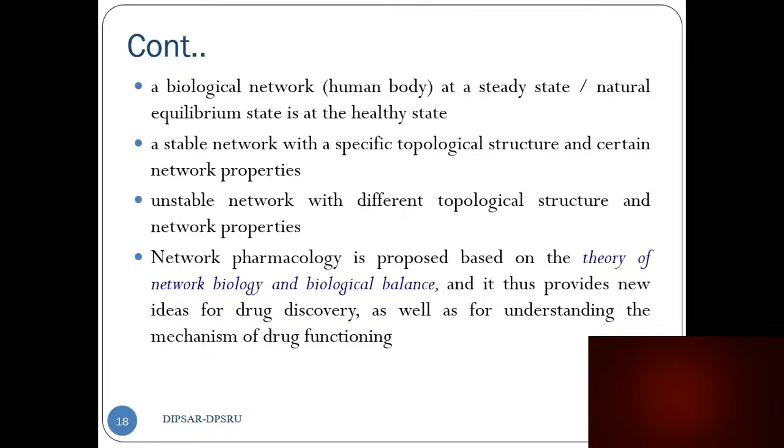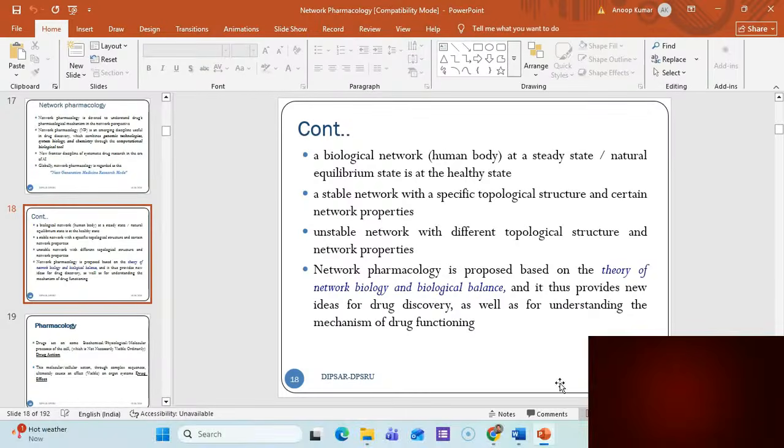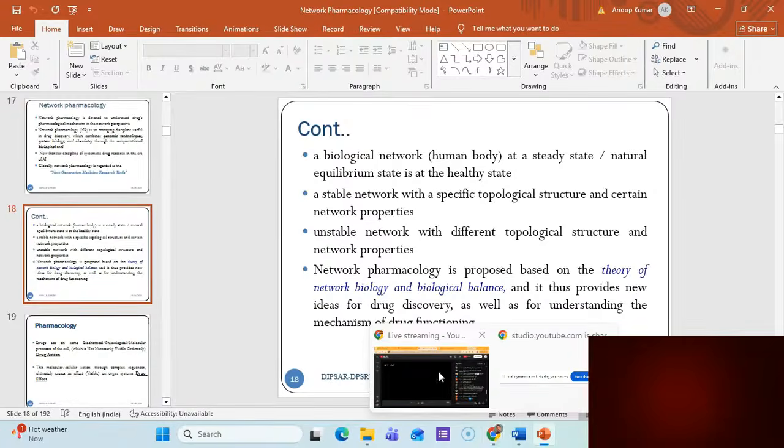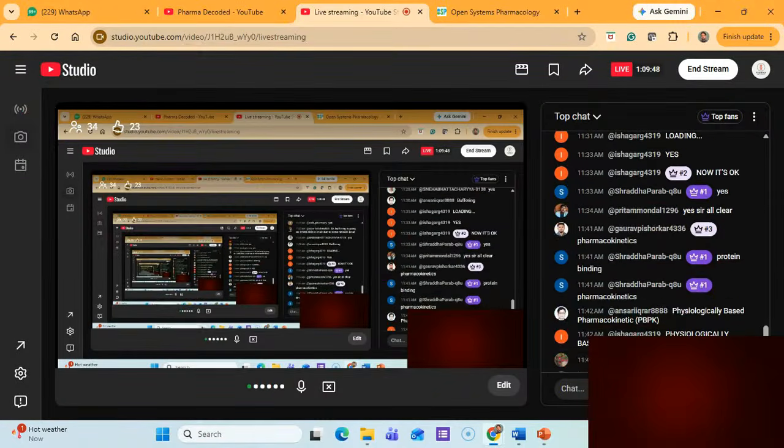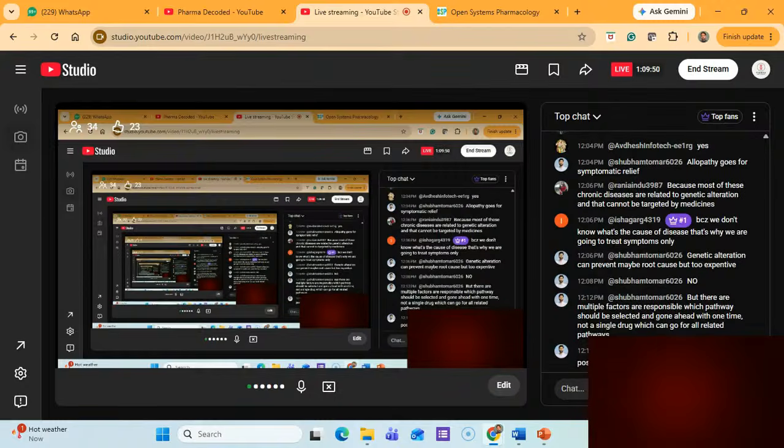Am I audible, or is my screen visible? Yeah, someone is asking, is it possible?